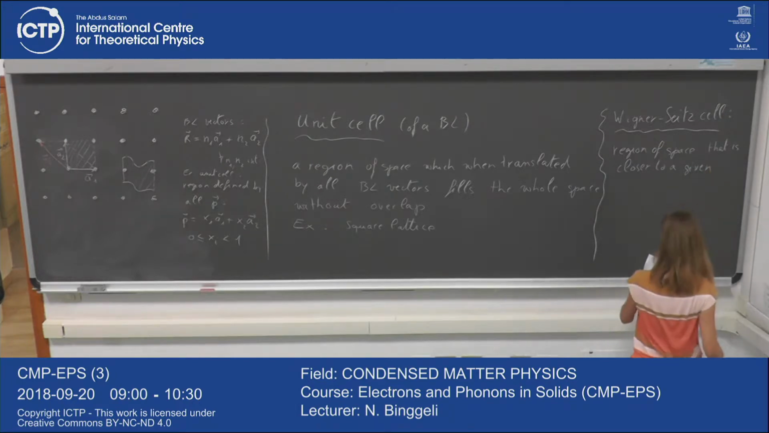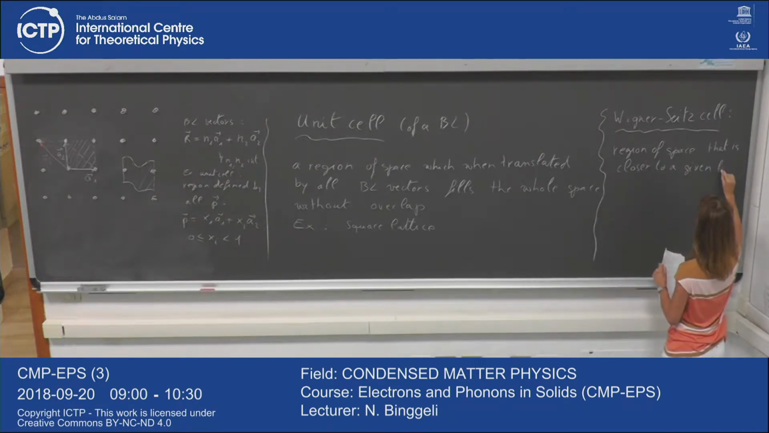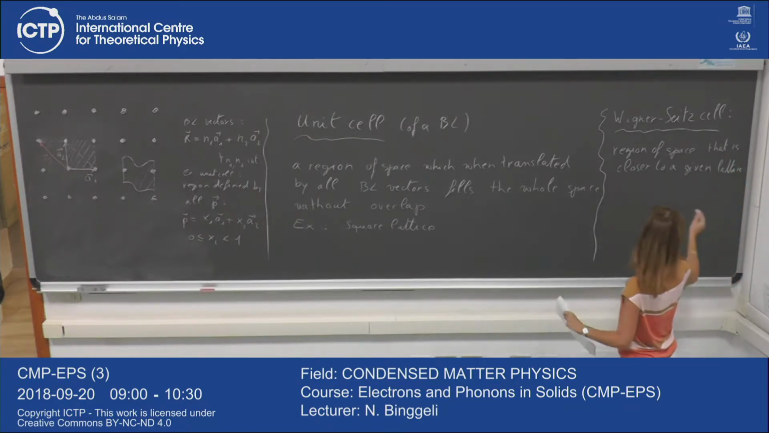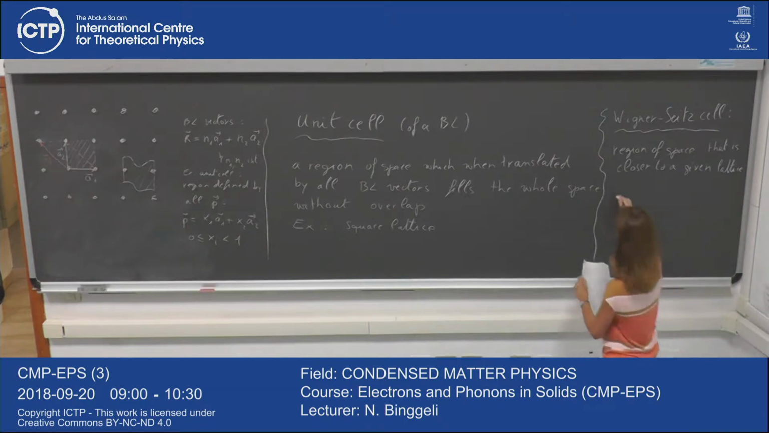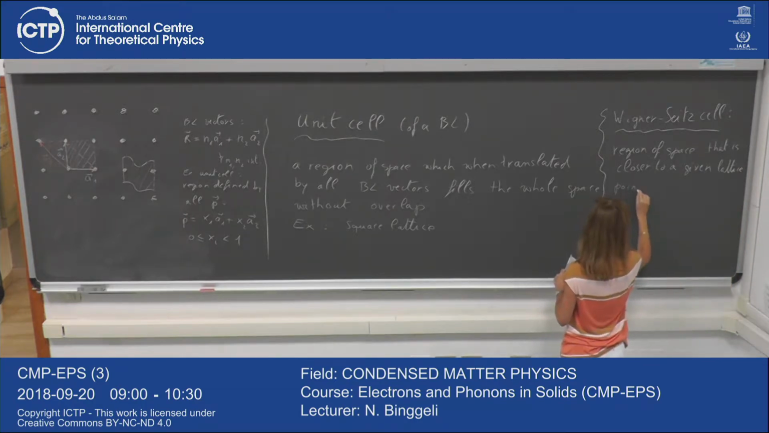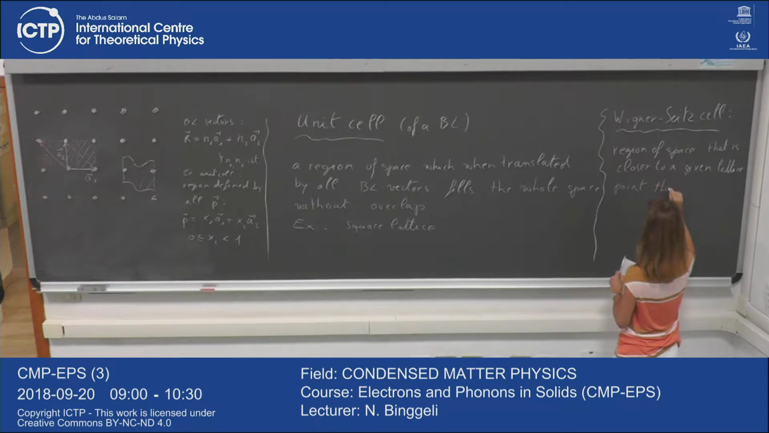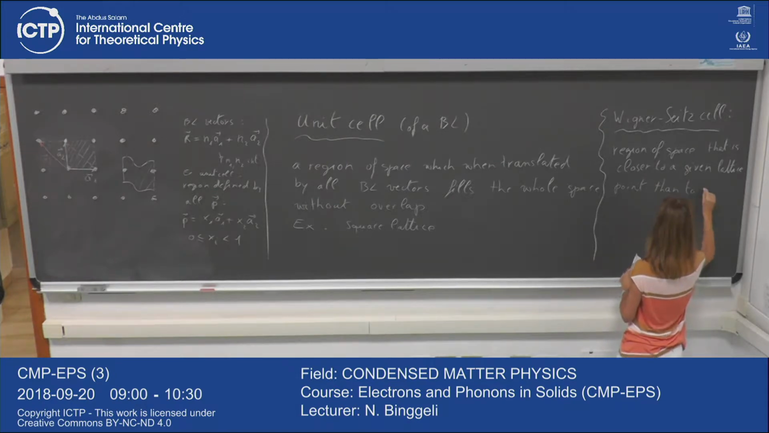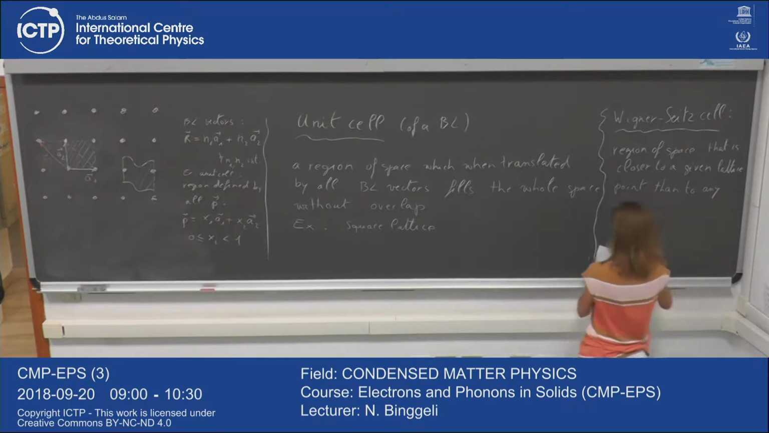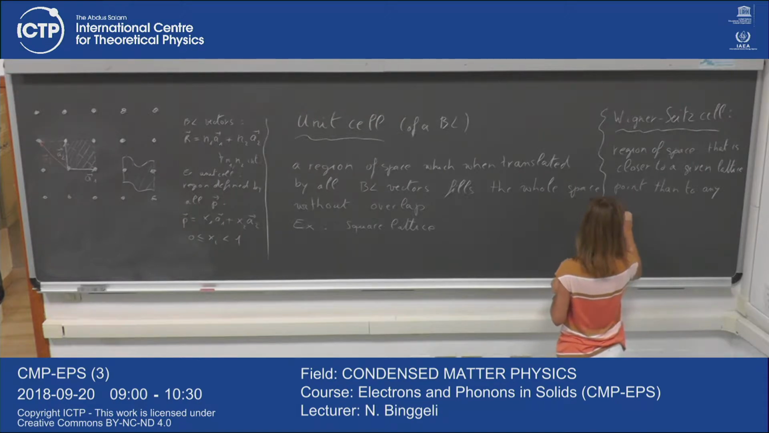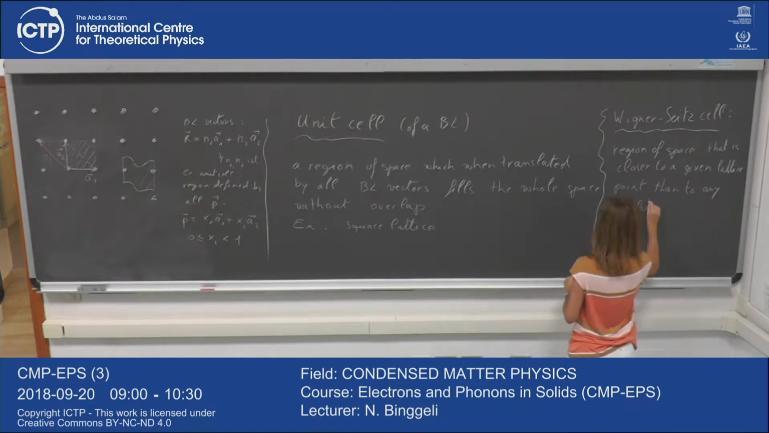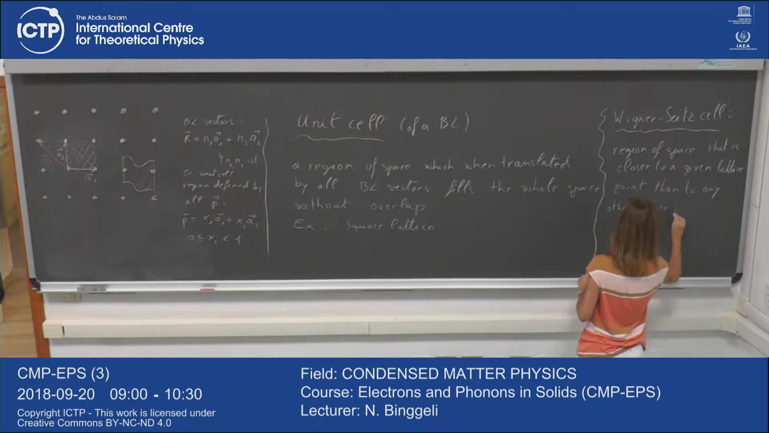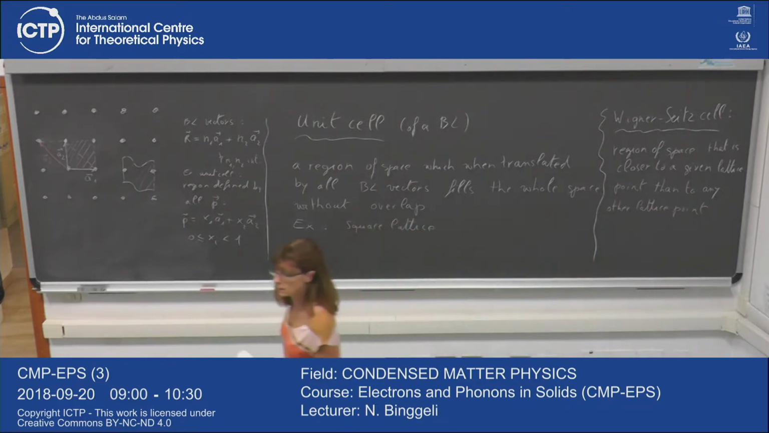The region of space that is closer to a given lattice point than to any other lattice point. So this is the definition of the Wigner-Seitz cell.